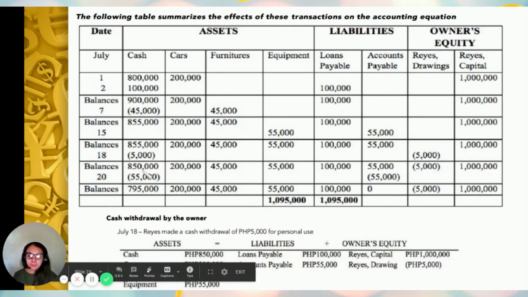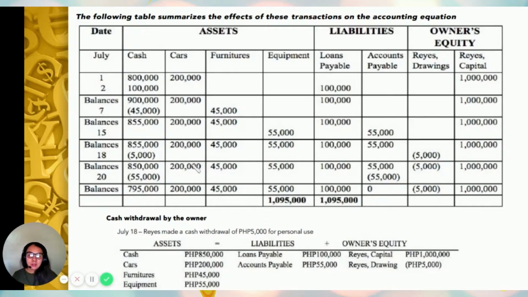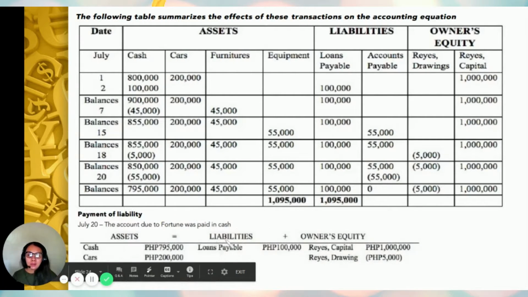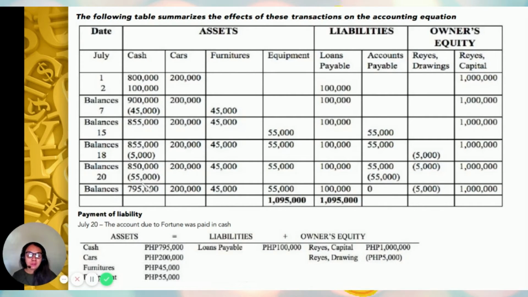All right. So our balances, 855 less 5,000, that's 850,000. No change for the rest. But we have an additional account, which is in parentheses. This is for 5,000 pesos. And finally, we have this. The account due to Fortune was paid in cash. So paid in cash means from 850, we paid 55. Now the balance is 795. No change in the other accounts except for the accounts payable, because we paid for it. So from 55,000, we paid 55,000. Now the balance is 0.